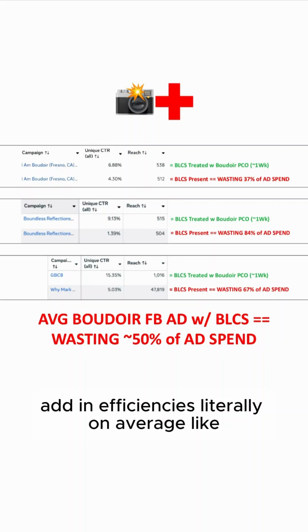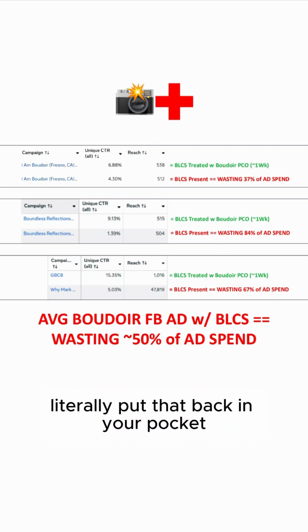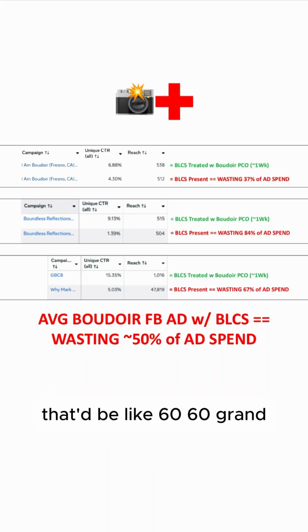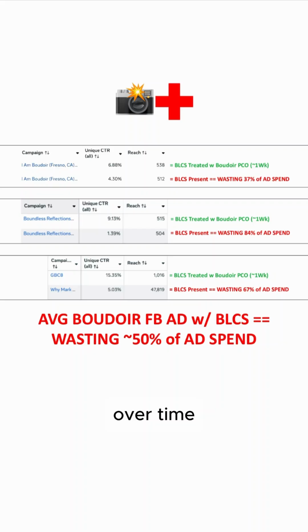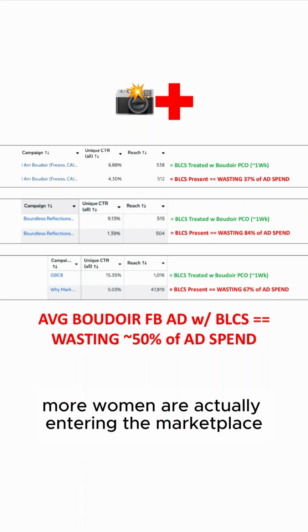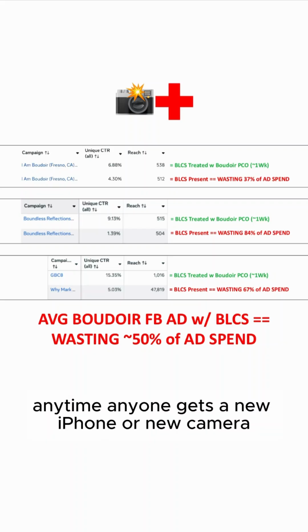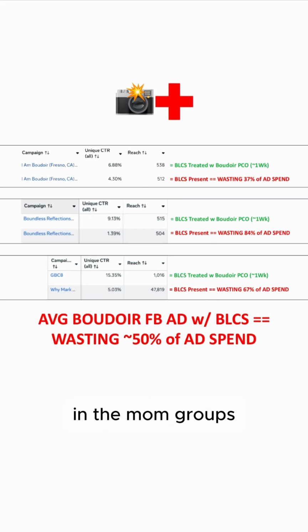Literally, on average, it's like 5K a month out of 10K being wasted. Literally, put that back in your pocket. Approximately, and on average, that'd be like 60 grand over the next year, because you see more and more market saturation over time. More women are actually entering the marketplace to become boudoir photographers. Seems like anytime anyone gets a new iPhone or a new camera, they're popping up on Google Maps and in the mom groups.